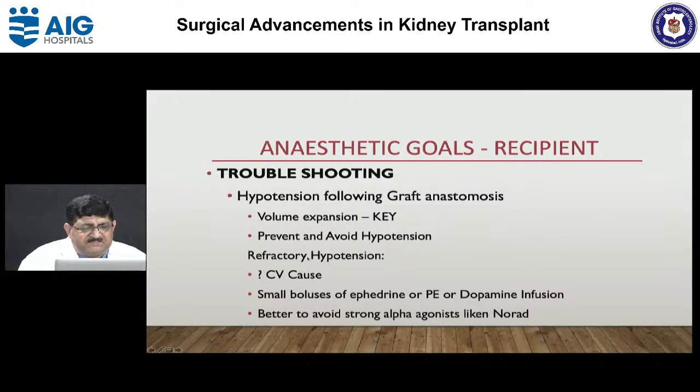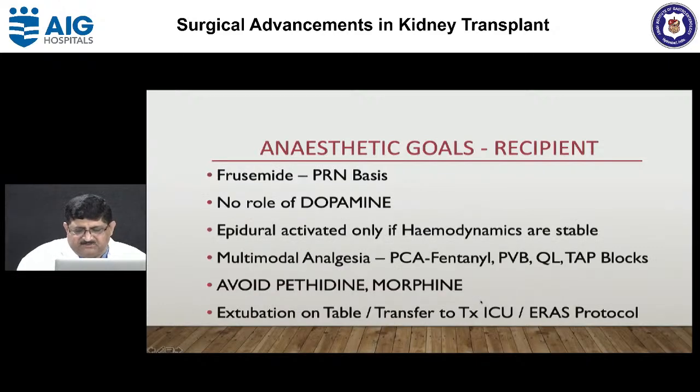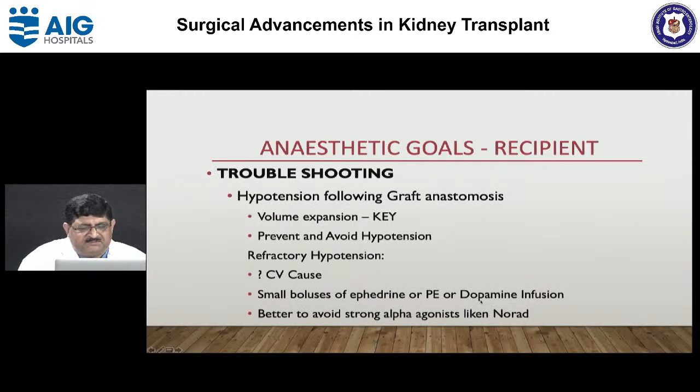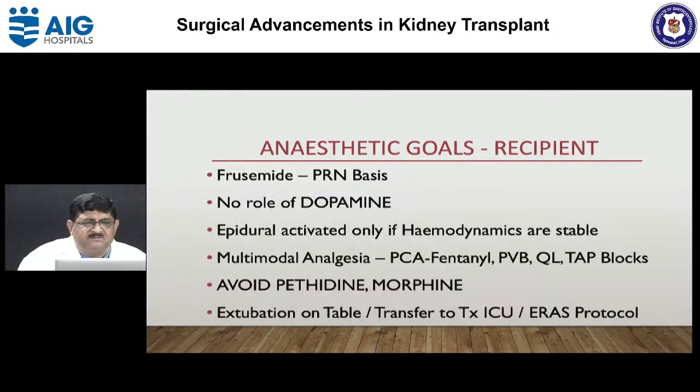If the patient has refractory hypotension, then think of a cardiovascular cause; TTE or transthoracic echo in the postoperative period helps us, and we can do appropriate coronary intervention. This is very, very rare if you maintain good stable hemodynamics intraoperatively. Small boluses of ephedrine or phenylephrine can be given. Dopamine infusion also can be given, but generally we avoid strong alpha agonists like noradrenaline because we know that it can cause reduced blood flow to the graft.